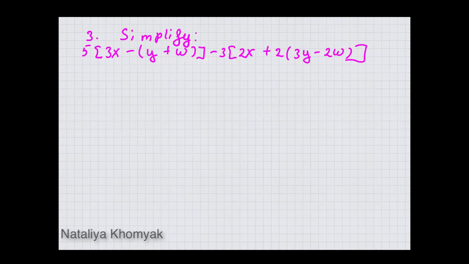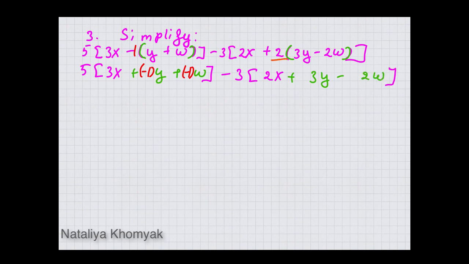In the third example, we have two sets of parentheses. This parenthesis opens and closes on itself, and this one. So let's simplify those first. So we have 5 bracket 3x. We need to copy the inside as is, y plus w. We want to distribute negative 1. Keep everything else as is. Distribute this 2. So this is distribution into two separate sets of parentheses that open and close on themselves.